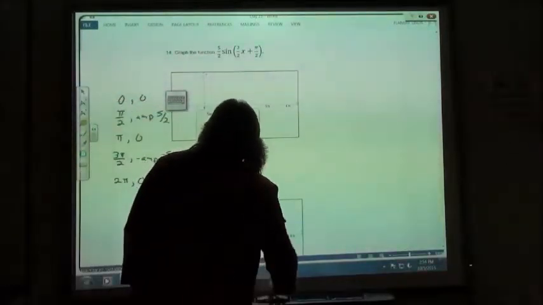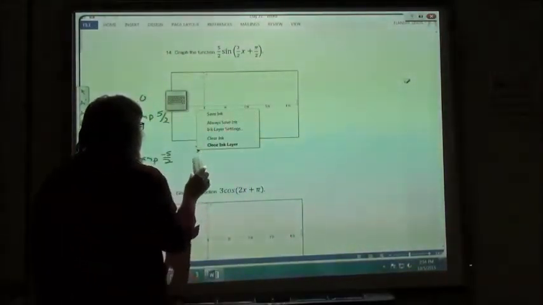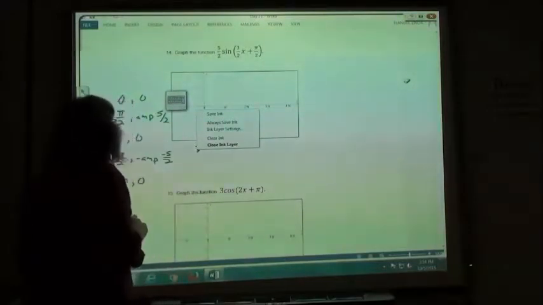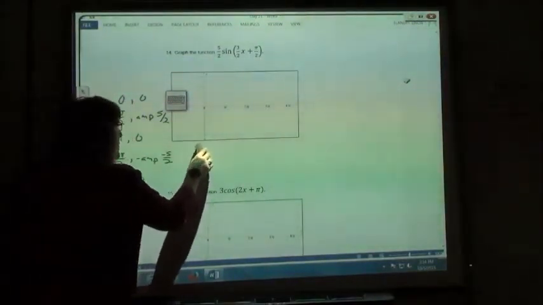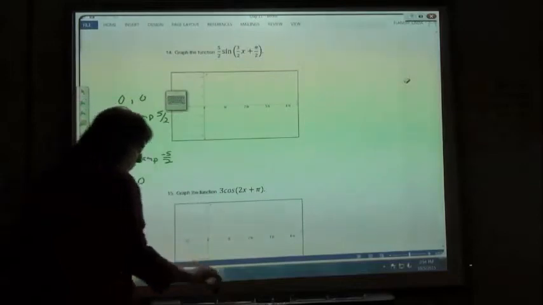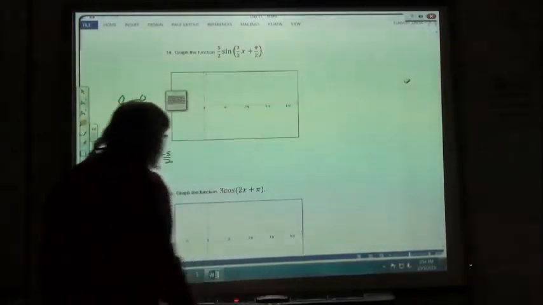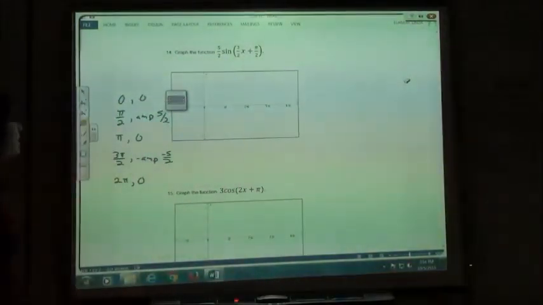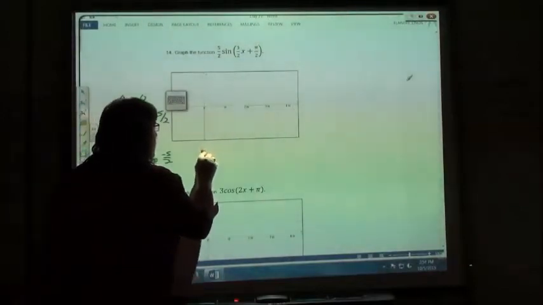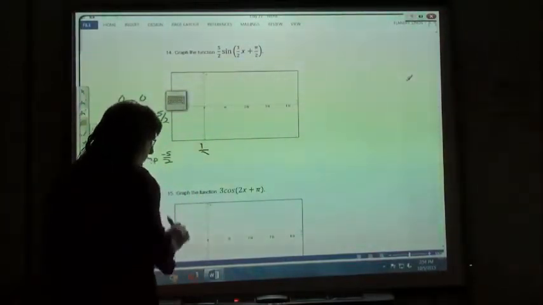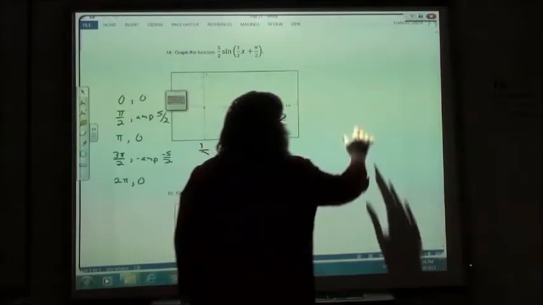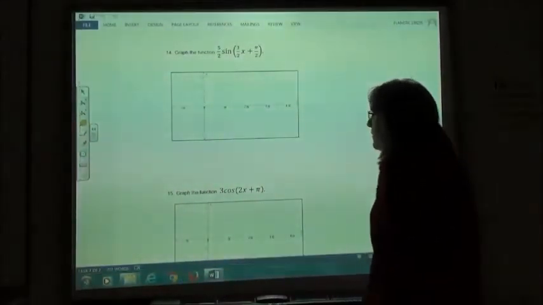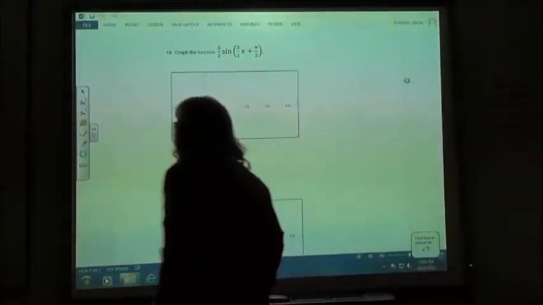Whoop. It's writing a little crazy now. See if that here goes away, if I can erase. All right, so 3/2. See if I erase, if I can get this to work right. All right, try it again.